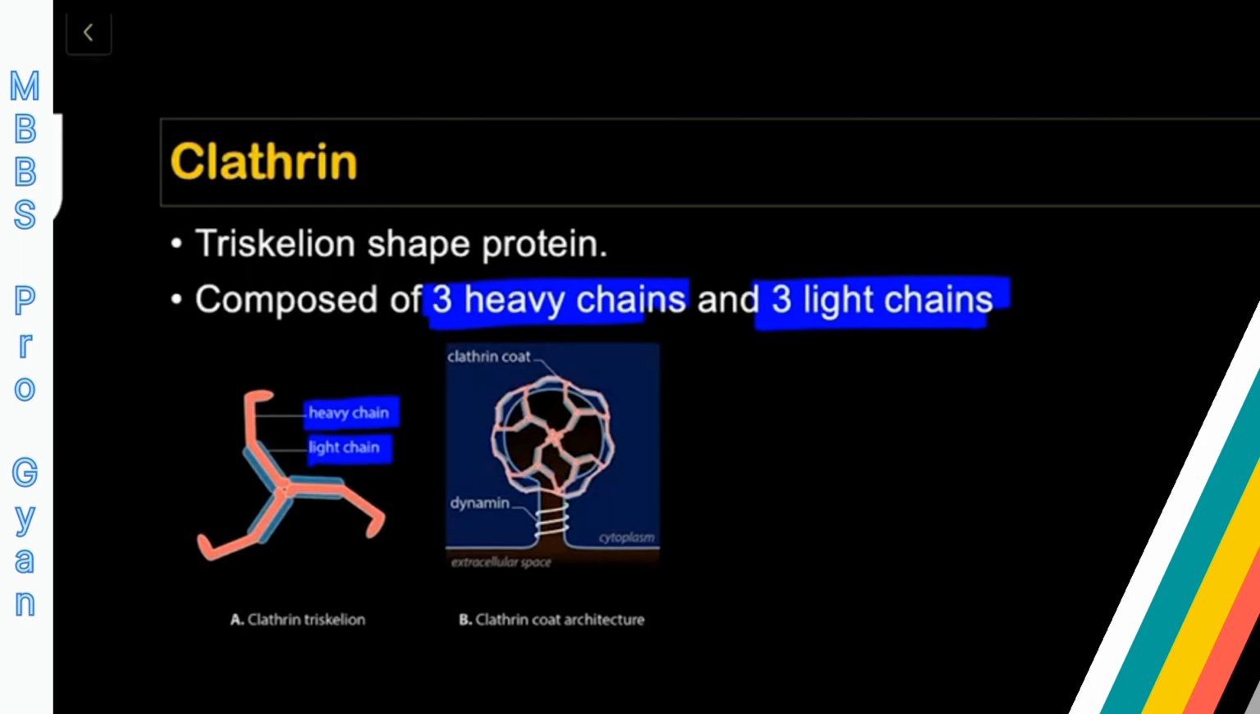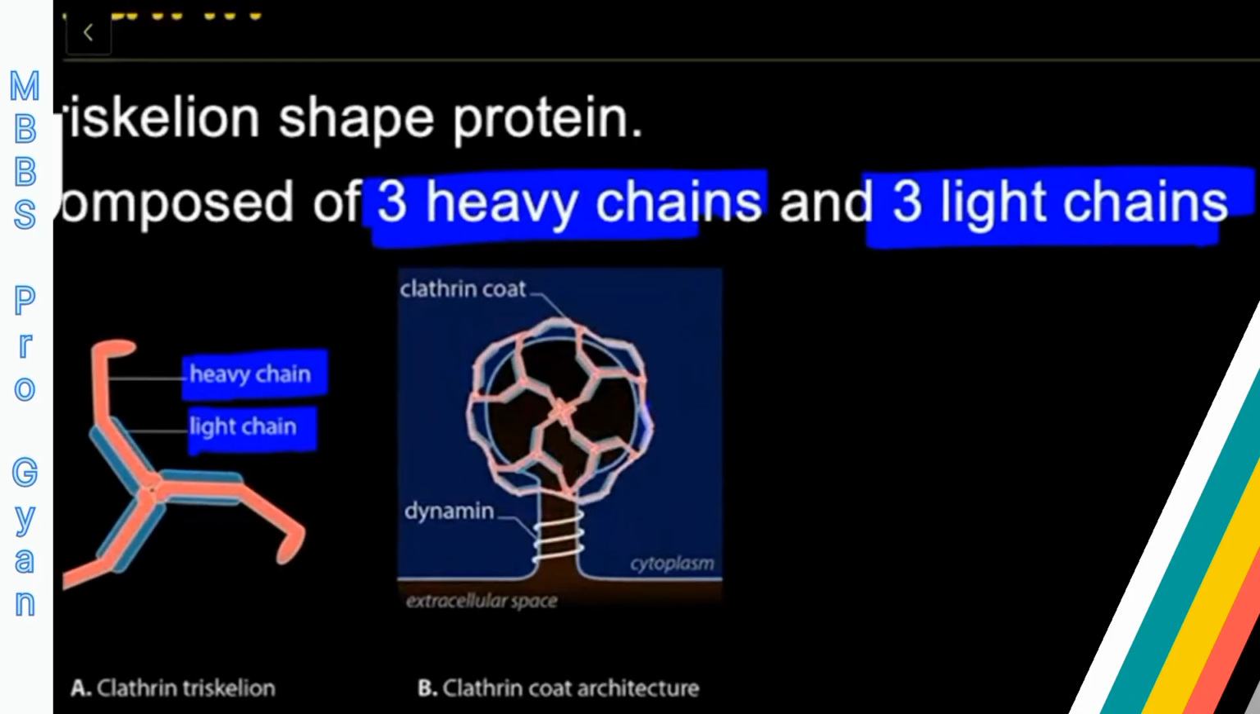What is the role of this clathrin protein? It is a protein which gives a coat on a vesicle. Here you can see this is a vesicle. On the surface of this vesicle there is a coating, and this coating is given by the clathrin protein. Clathrin requires the help of another protein known as dynamin, which is present at the neck region of this vesicle.